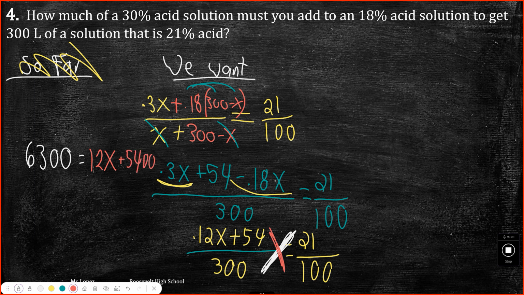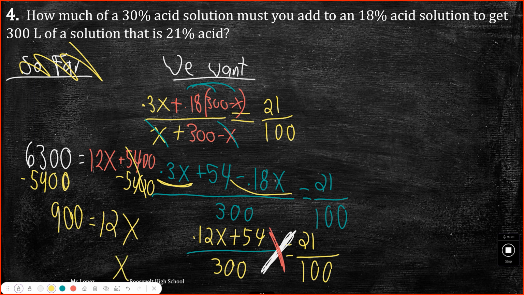What now? What do we do now? Minus 5,400? What's 6,300 minus 5,400? 900? So 900 equals 12x. So what now? Divided by 12? Get a calculator, what's 900 divided by 12?